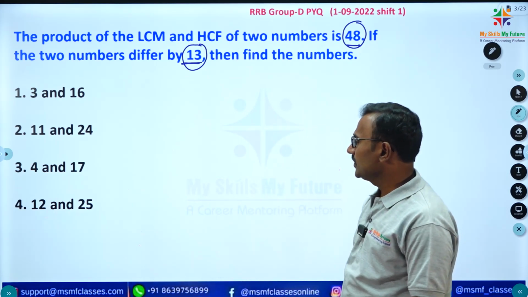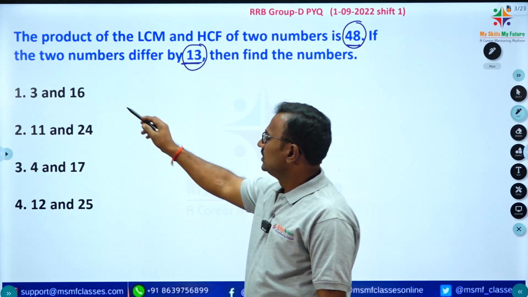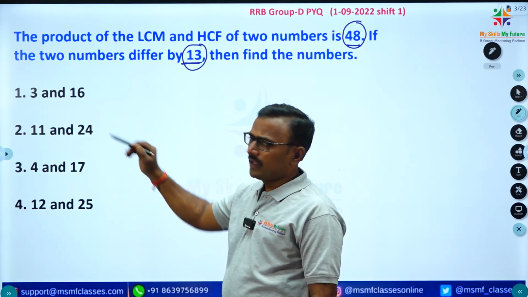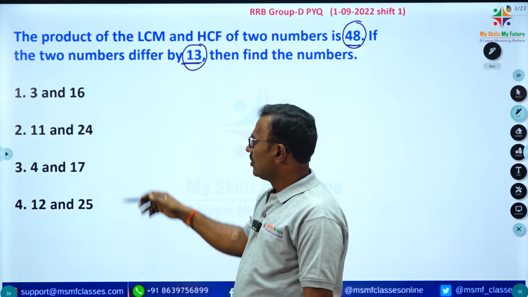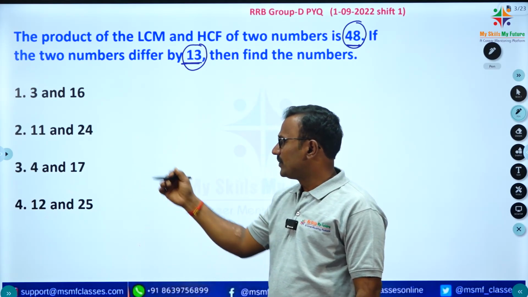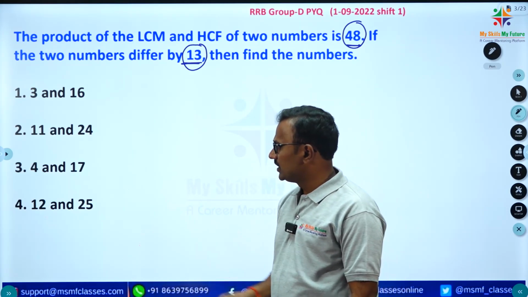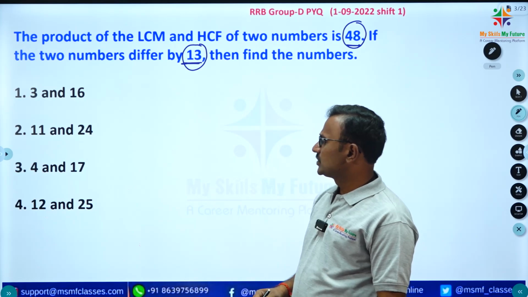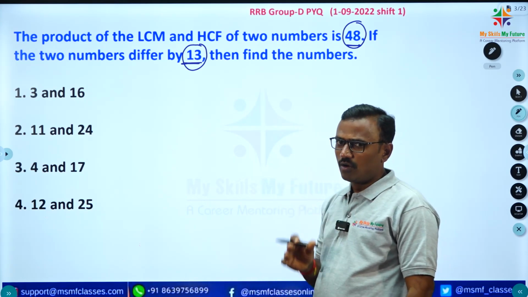Let us see the options. Option 1 differs by 13. Yes, 16 minus 3 is 13. Option 2, 24 minus 11, 13. Yes. Option 3, 17 minus 4, 13. Yes. Option 4, 25 minus 12, 13. So we cannot say by using the options.